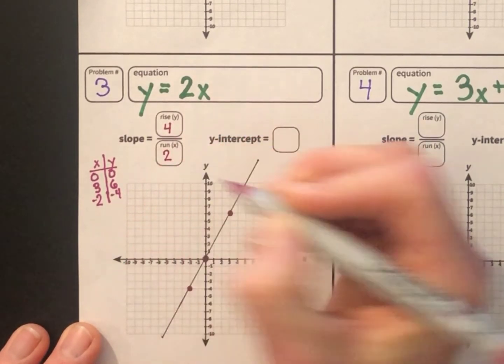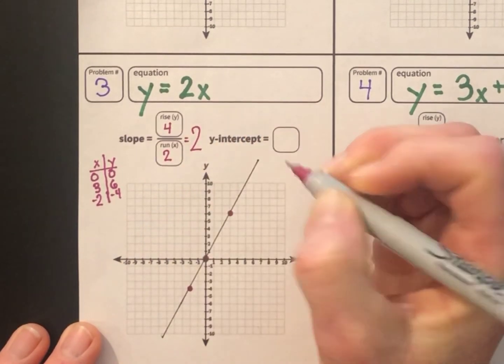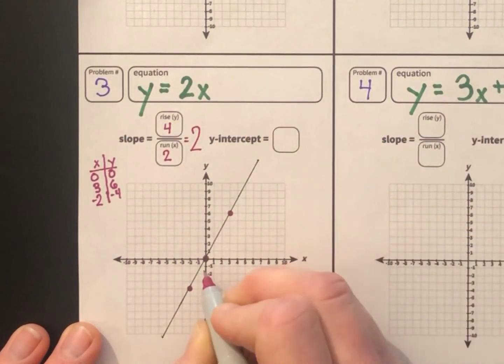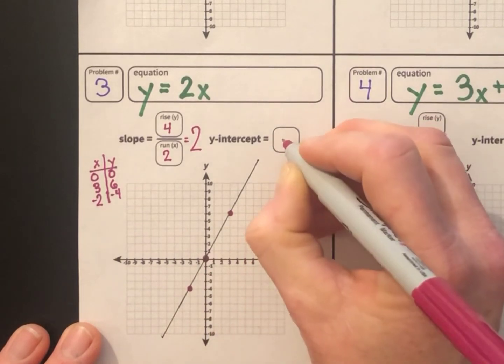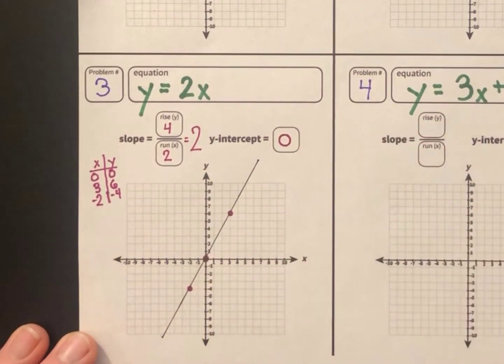4/2, which reduces to 2. The slope is 2. The y-intercept, well, it crosses right there at the 0. The y-intercept is 0.